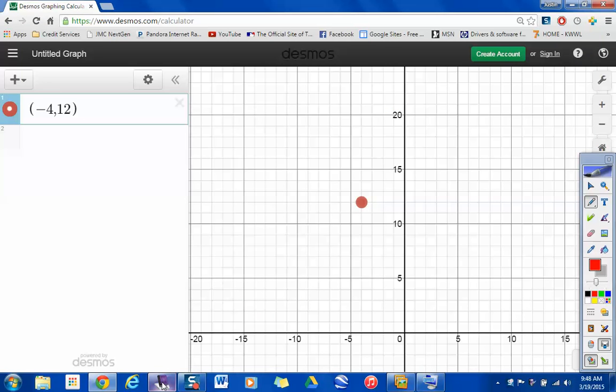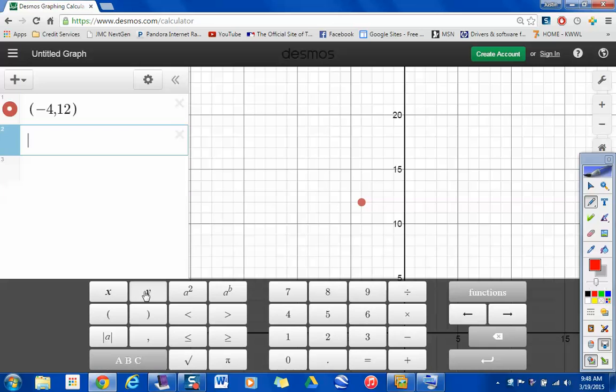I'm going to go ahead and type number 2 right here. I'm going to type in y equals exactly what we said. Y equals, what did we say, 1/2. So go 1 divided by what? 2. I love Desmos because it automatically turns that into what?